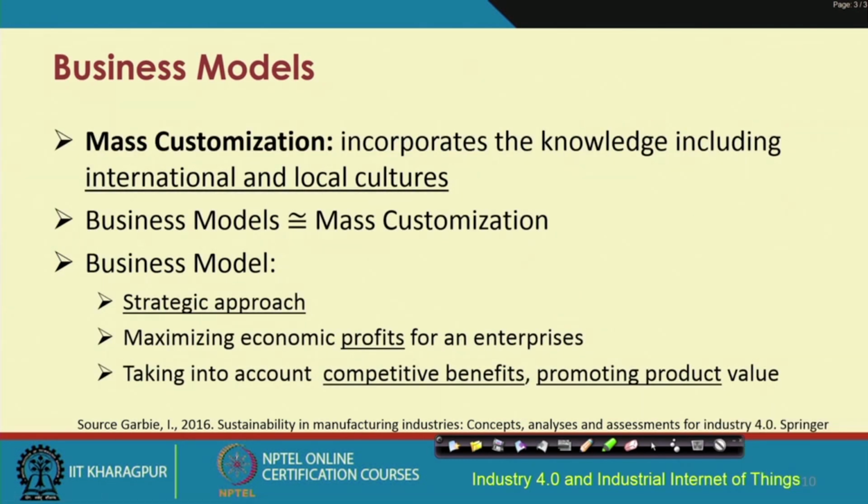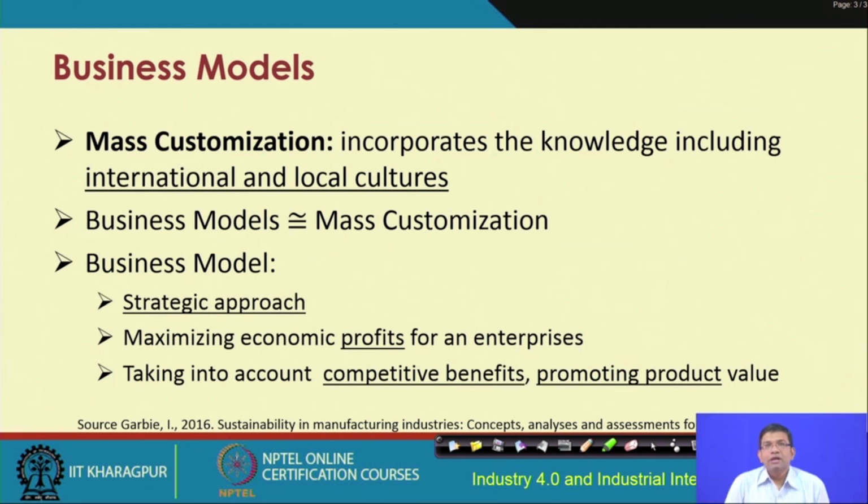Business models. We need to think about business models which will be helpful for the greater society, the bigger society. So, it is required to have mass customization. Mass customization will incorporate the knowledge, including the consideration of international culture across different countries, different societies and so on, and also the local culture where things have been introduced and produced first. So, business models basically have a direct linkage with mass customization.